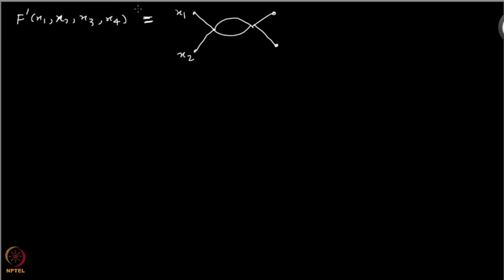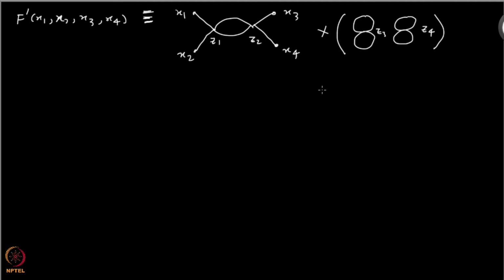So let's look at f prime of x1, x2, x3, x4, which is not the same as f. At least to begin with, it might turn out to be the same as f, but at this moment we don't have a reason to believe it's the same. So I am saying that this is this Feynman diagram. I am defining f prime to be this, a product of these two.